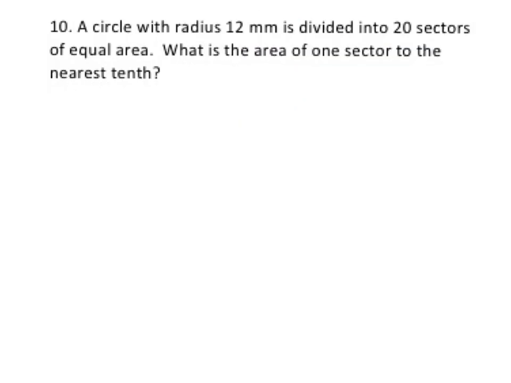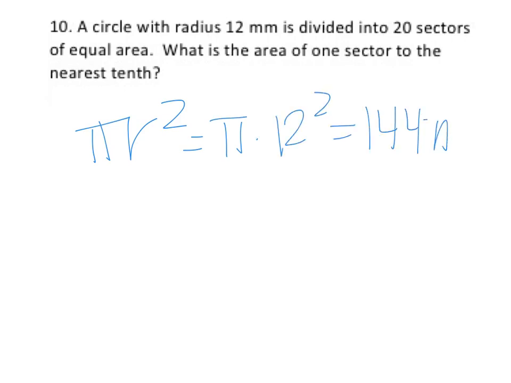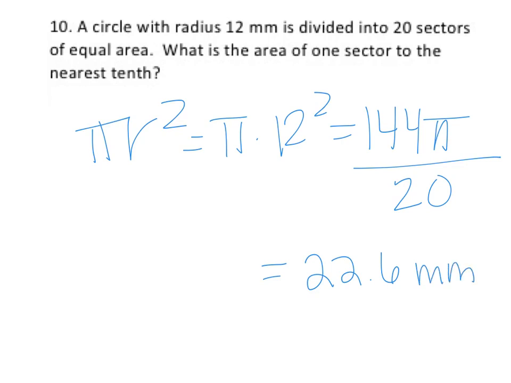A circle with radius 12 millimeters is divided into 20 sectors of equal area. What is the area of one sector to the nearest tenth? It's an area problem, so I'm going to start off by finding area of the whole circle. Pi r squared. That'll be pi times 12 squared is 144 pi. I now want to divide that into 20 sectors. So I'm literally going to divide my answer by 20. When I do that, 144 pi divided by 20, we get about 22.6 millimeters squared.